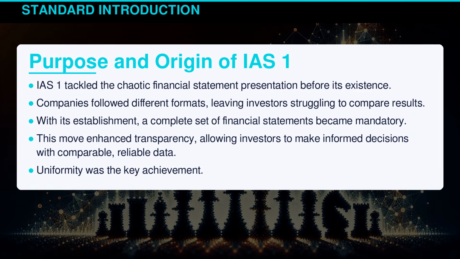IAS 1 tackled the chaotic financial statement presentation before its existence. Companies followed different formats, leaving investors struggling to compare results. With its establishment, a complete set of financial statements became mandatory. This move enhanced transparency, allowing investors to make informed decisions with comparable, reliable data. Uniformity was the key achievement.